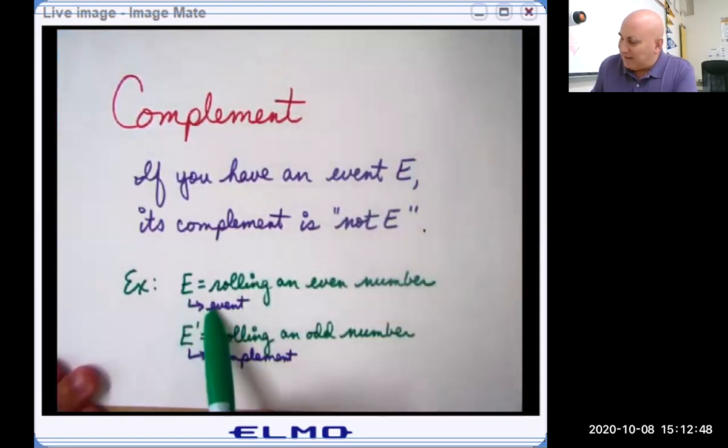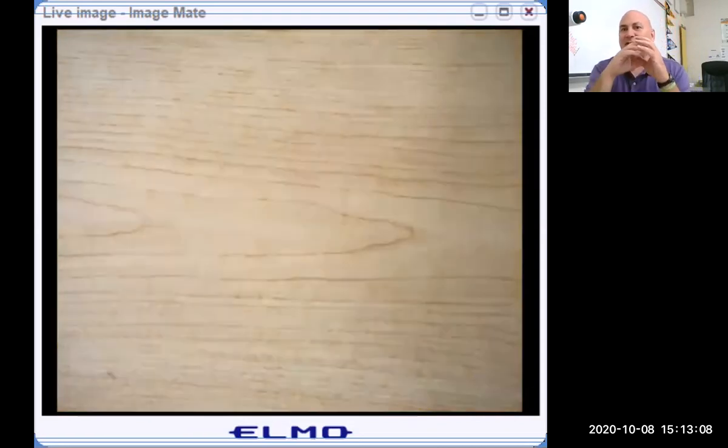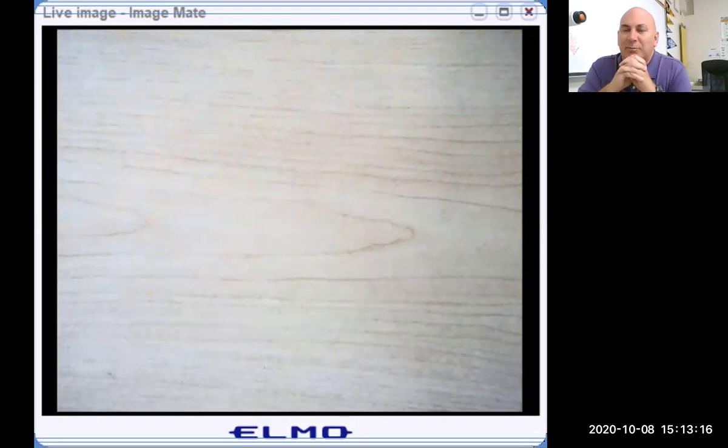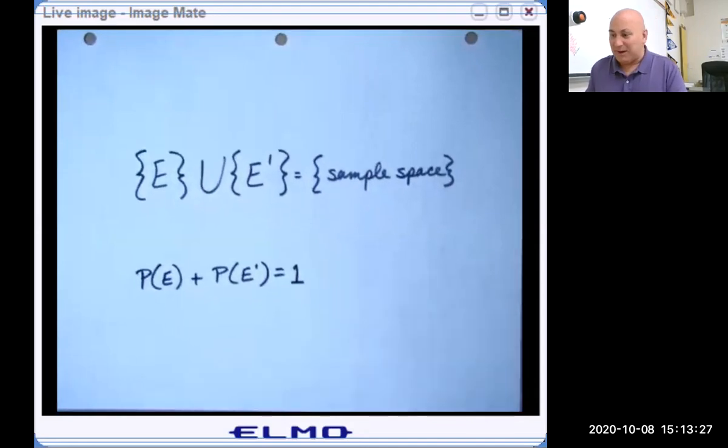So if my event E is rolling an even number, E prime, as we call it, is the complement, and that would be not rolling an even number, or we might say rolling an odd number. So what if you take all of the outcomes in event E and add to that all of the outcomes in event E prime, the complement? What should you end up with? What you should end up with is the entire sample space.